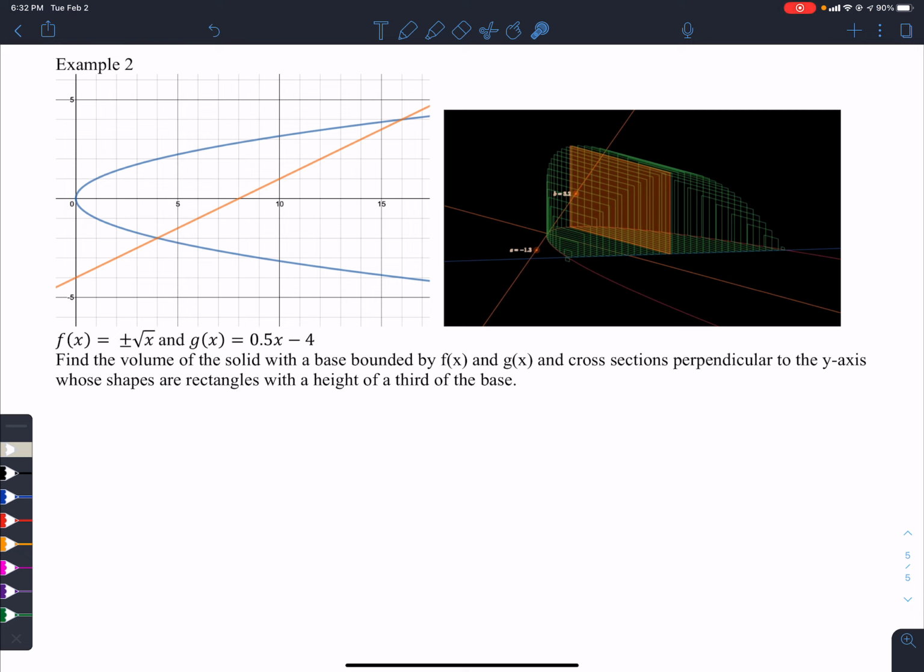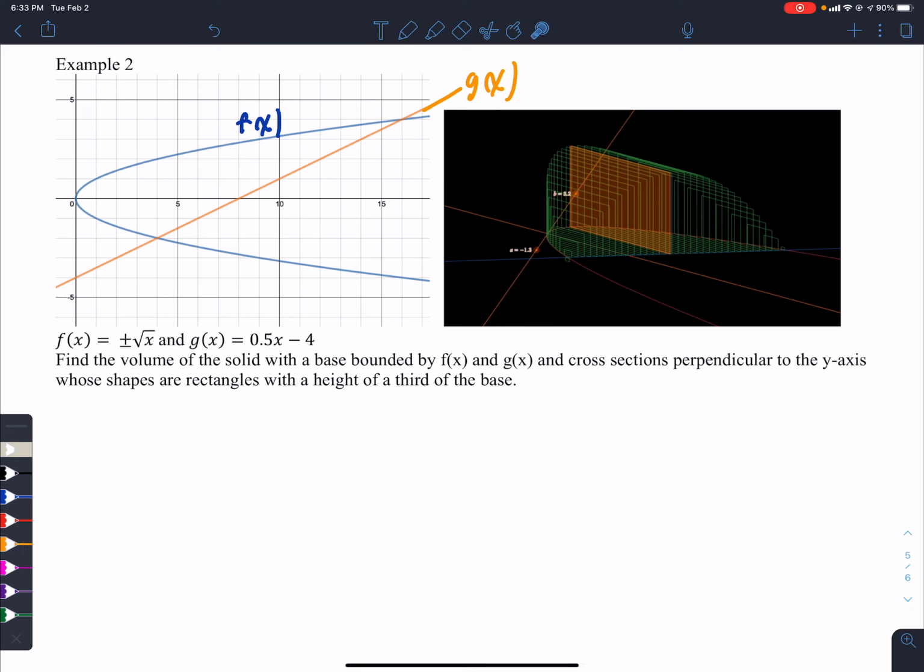So this last example, if you want to pause and try it yourself, you can. This one's tricky, so be careful. Or kind of help set this up for you. So we have f of x, which is the blue line. So I got plus and minus. This is the positive square root of x. This is the minus square root of x. So just be aware of that. And then this gold line is going to be g of x.